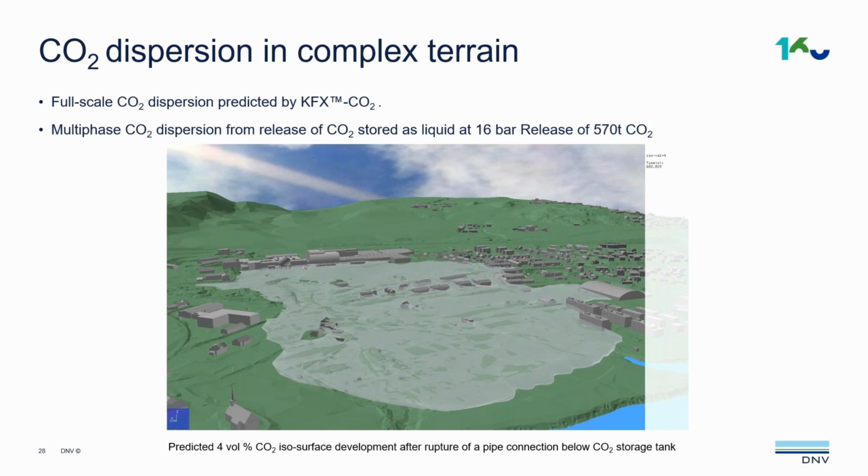It is also possible to model time-varying releases. This can be done directly in KFX, and it's also possible to use Phast input. In this scenario, the wind is blowing from the sea towards the hill, so a different direction from the release, which is downwards. So what will happen here?